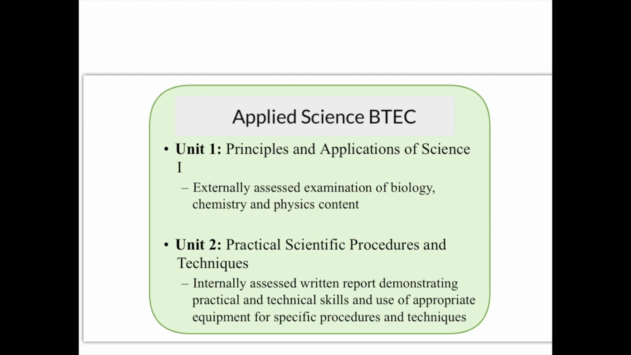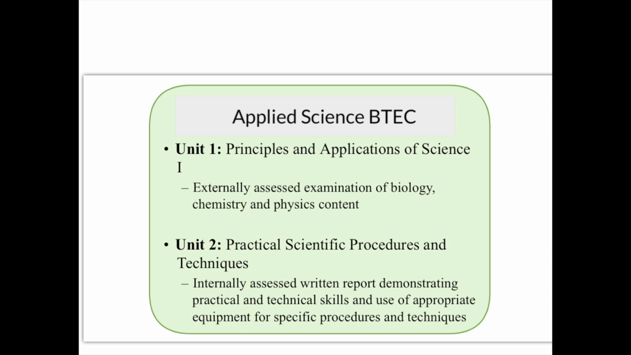So you may be thinking about taking Applied Science BTEC as part of your sixth form studies at Harrogate Grammar School. And one of the questions you might be thinking is, what will that involve? So the Applied Science BTEC is based around 2 units. Unit 1 is the Principles and Applications of Science. It's an externally assessed examination of biology, chemistry and physics content. You've studied biology, chemistry and physics at GCSE, and what we do with the content that you've learnt there is we just build on that a little bit further.